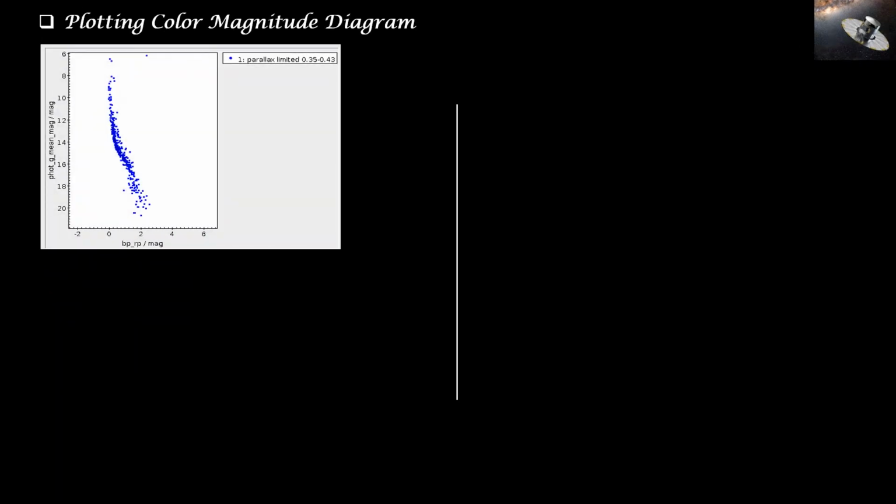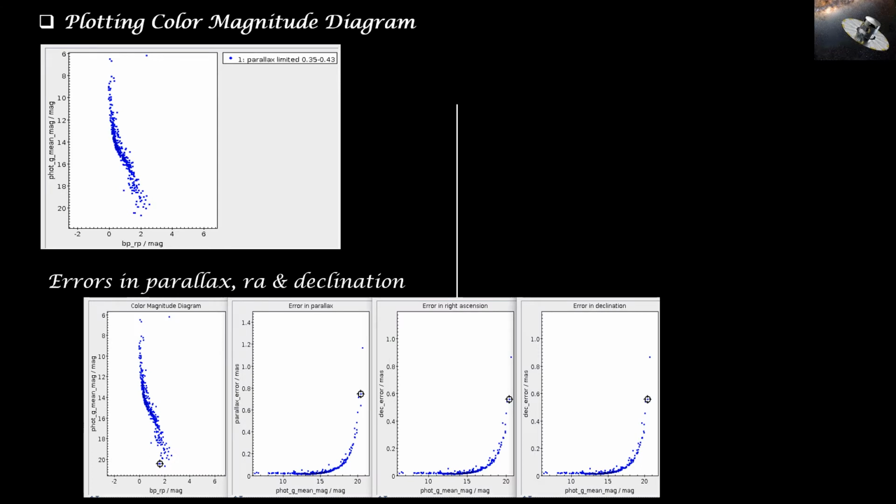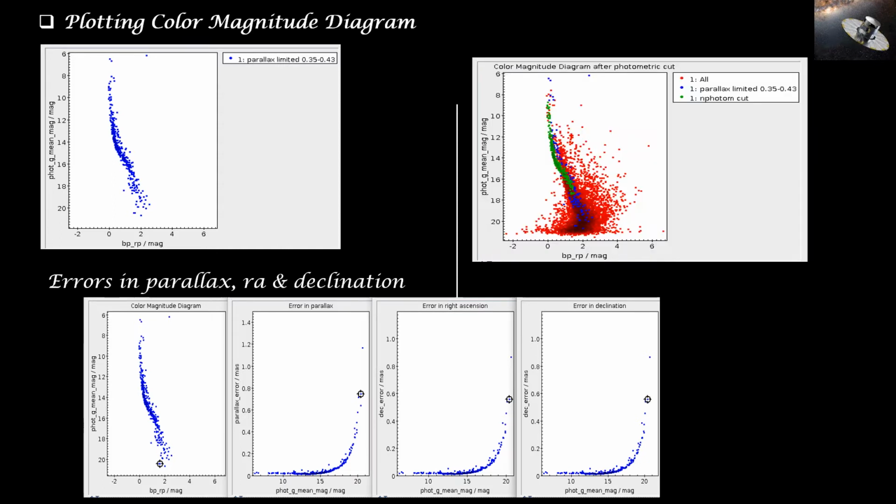I then plotted a color magnitude diagram as shown. This is a plot of apparent magnitude on the y-axis versus the color index on the x-axis. As mentioned earlier, the uncertainties in parallax for Gaia EDR3 are higher at higher magnitudes. This is shown in the next plot, which gives the uncertainties for a given data point at magnitude greater than 20. Therefore, I applied a photometric cut and eliminated stars of magnitudes greater than 18. This led to the green data points seen in the color magnitude diagram on the right.